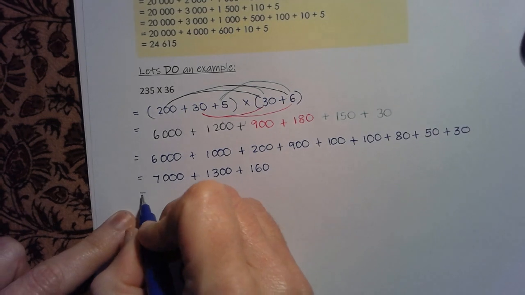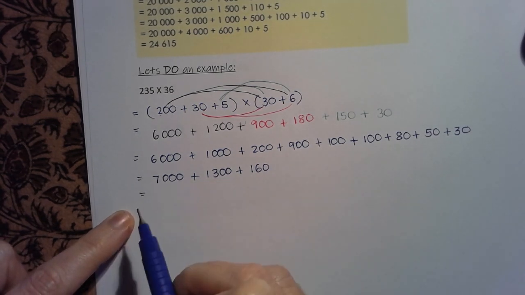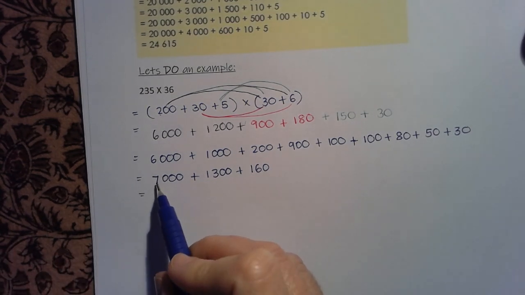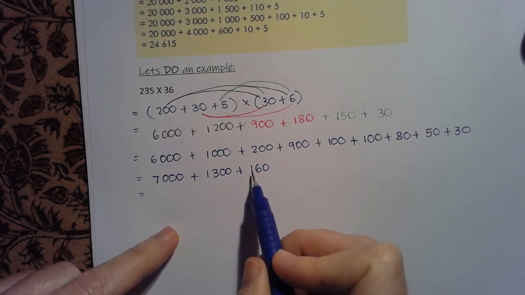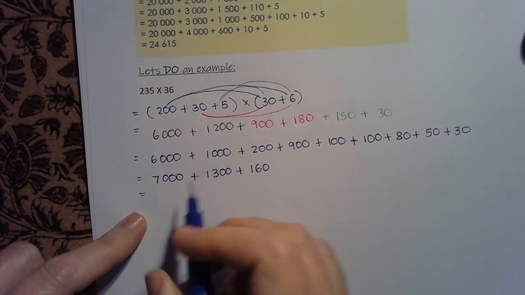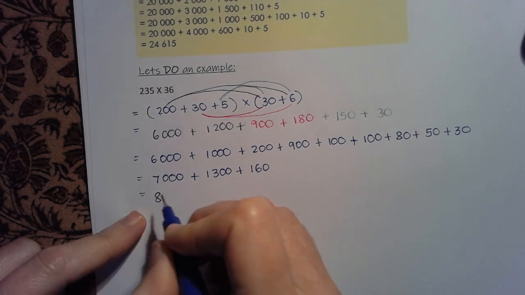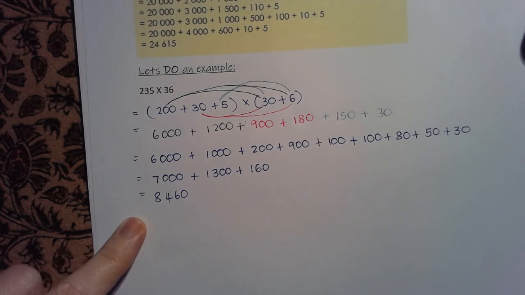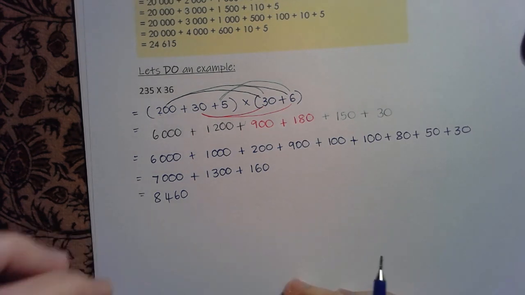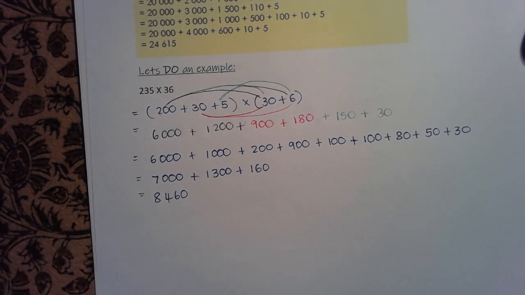Okay, and now we can add them together. So that 7,000 plus that 1,000 is 8,000, and the 300 plus the 100 is 400, and then you have the 60. So it's 8,460. Okay. Again, you can go to your calculator and you can check your answer.